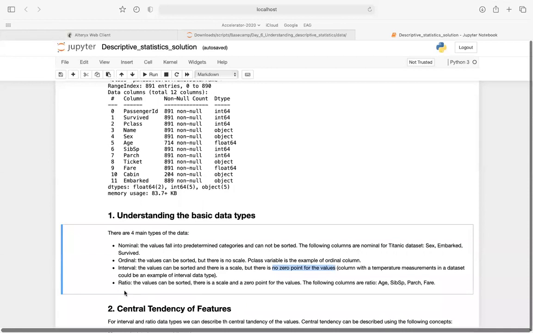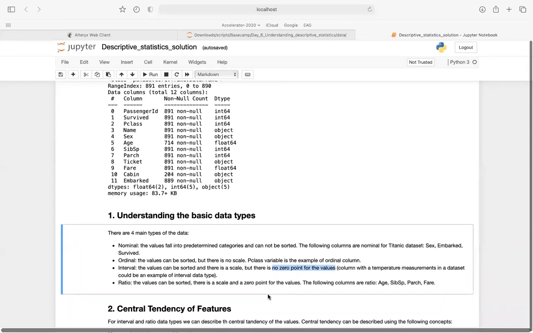And the last is a ratio. The values can be sorted. There is a scale and there is also a 0 point for the value. So there is a column or a value which you can definitely sort. You have a measurement scale or a quantitative scale, and you also have a 0 point where you have a definite 0.